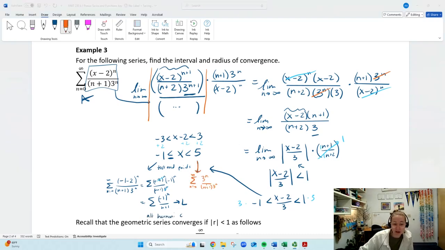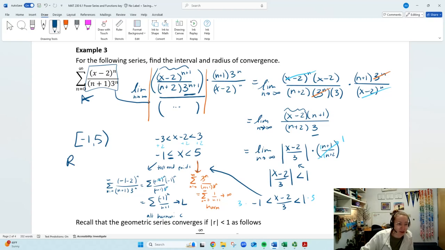On the other hand, if I plug in 5, I'll get something that I will also recognize as just a harmonic. So I'll have 1 over n plus 1. That is harmonic and it diverges, so it's going to go to infinity, so I'm not going to include 5. Thus, my interval of convergence is from negative 1 to 5. And my radius of convergence, since this is centered around 2 up here, is 3. I'm going 3 away from 2 above and below.